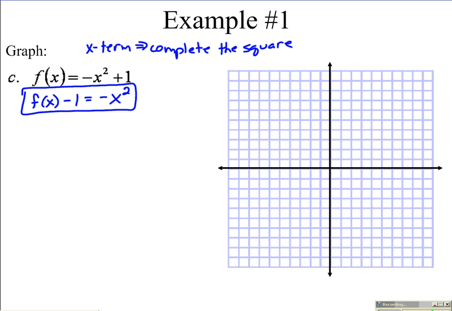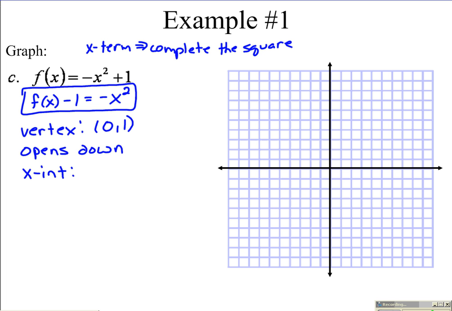Once you have standard form, begin identifying everything you need to. Vertex is going to be the ordered pair 0, 1. Nothing is being added or subtracted from x. Take the opposite of what's being added or subtracted from y. That's how we get +1. This time our parabola opens down. And let's go ahead and find our intercepts.